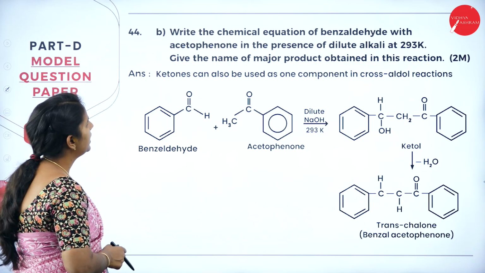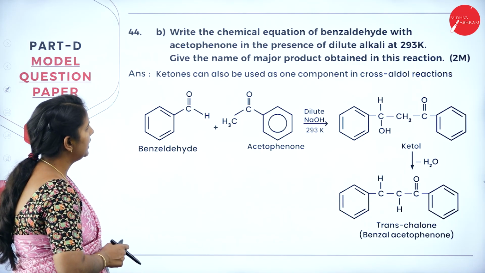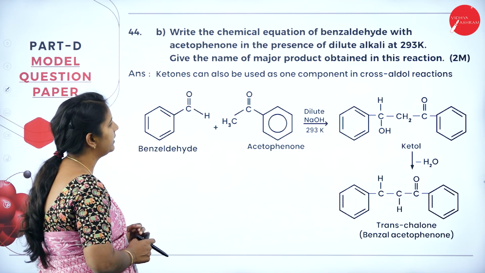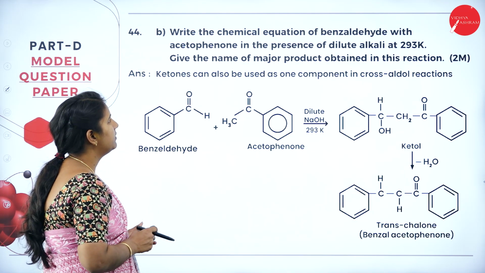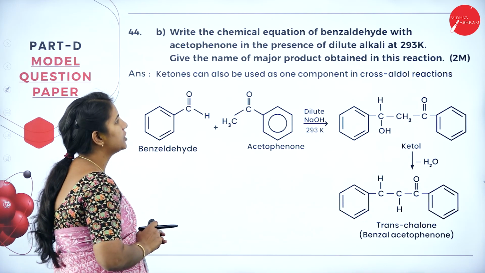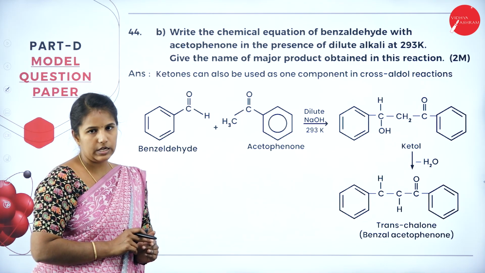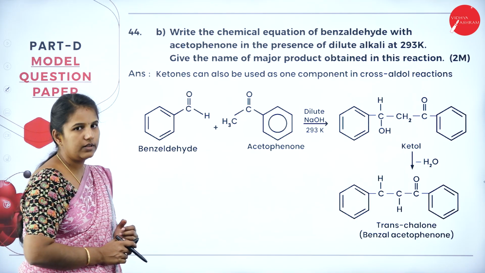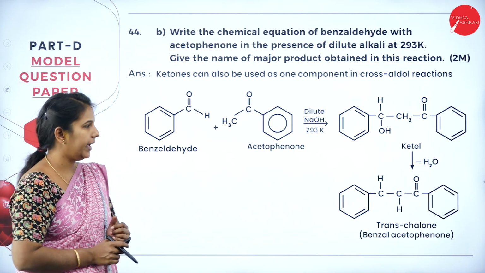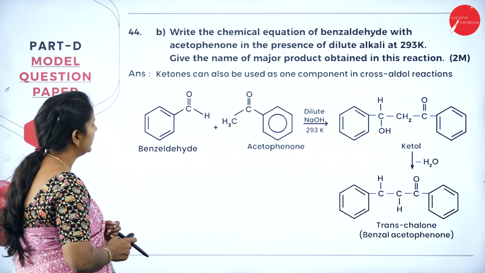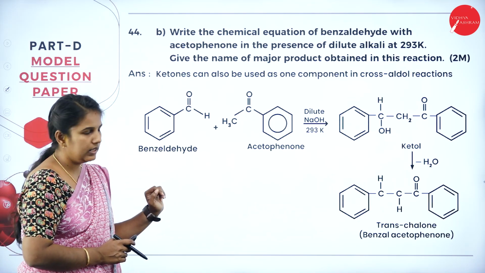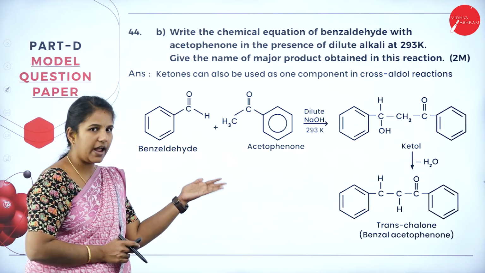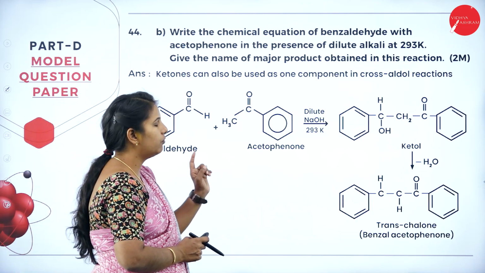Next question. Write the chemical equation for benzaldehyde with acetophenone in presence of dilute alkali at 293 Kelvin and give the name of the major product which has been obtained in the reaction. So, as I said, it is a question from the alcohols, phenols and carboxylic acids chapter. So, here I have taken the example of benzaldehyde, because in the reaction they have mentioned benzaldehyde, when we react with acetophenone, what will happen?